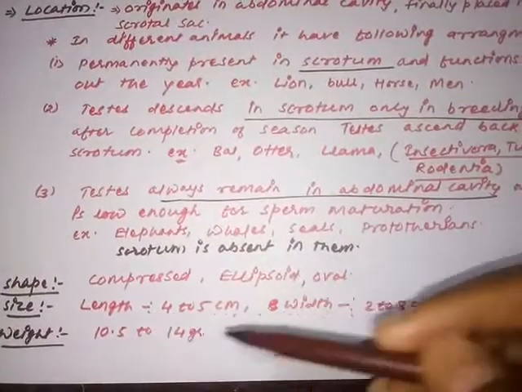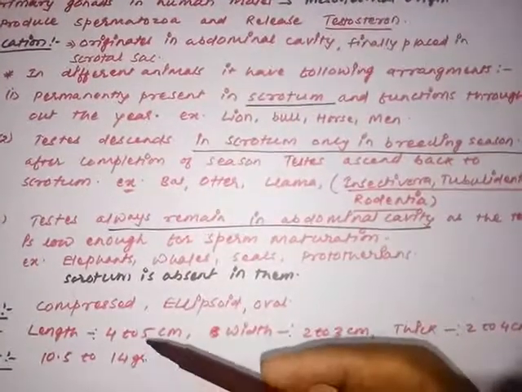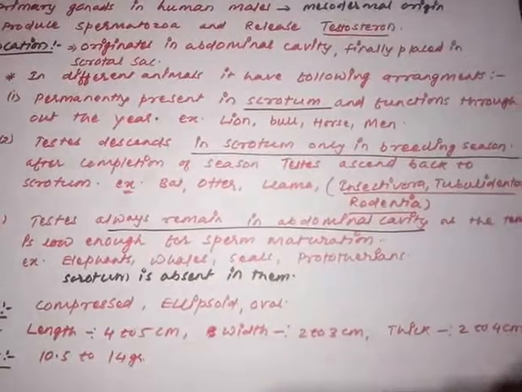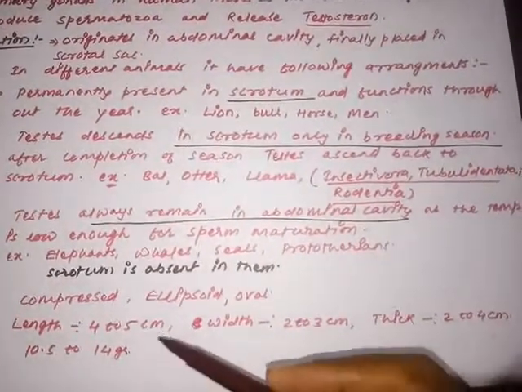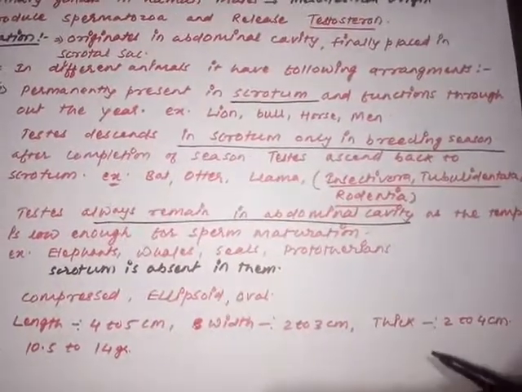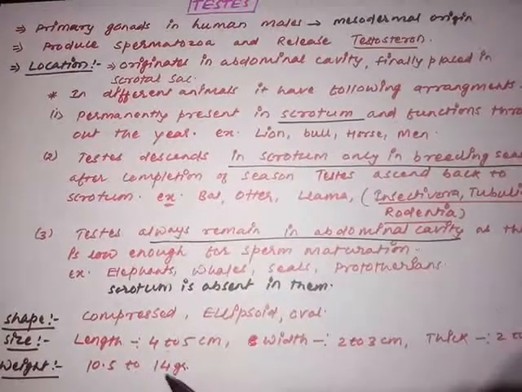The size of testis, we are just discussing the length, width and thickness of the testis. The length of testis is around 4 to 5 centimeter. The width of testis is 2 to 3 centimeter and thickness of the testis is 2 to 4 centimeter. What is length? 4 to 5 centimeter. Width is 2 to 3 centimeter. Thickness is 2 to 4 centimeter. The weight of testis is around 10.5 to 14 gram.